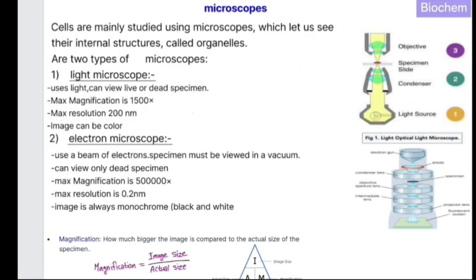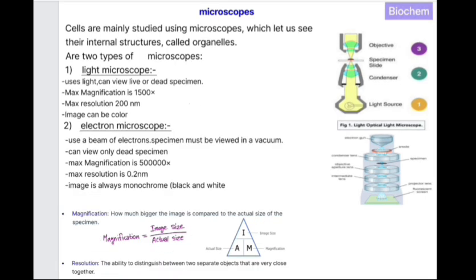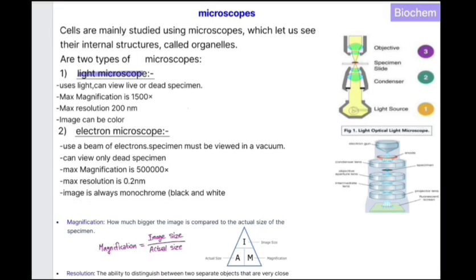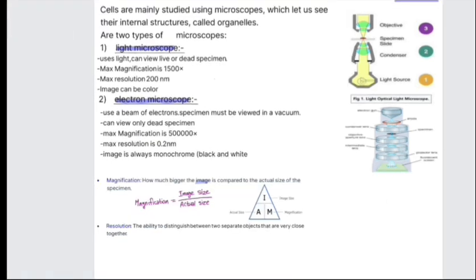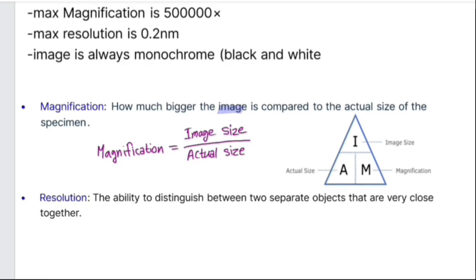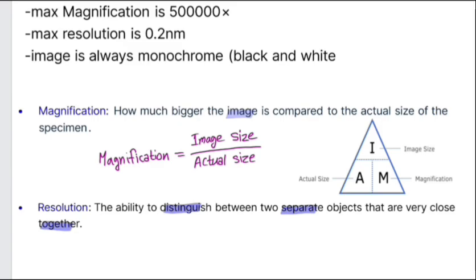Cells are tiny, often invisible to the naked eye. To study the fascinating internal structure of the cell, we need to use a microscope. There are two primary types we need to know for cell biology: light microscope and electron microscope. Before comparing them, we need to know what magnification is. Magnification is how many times larger the image appears compared to the actual size of the object. And resolution is the ability to distinguish between two separate objects that are very close together.